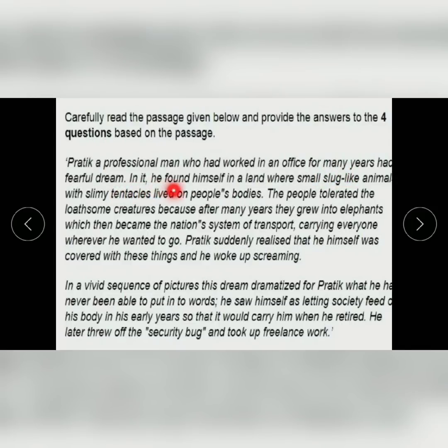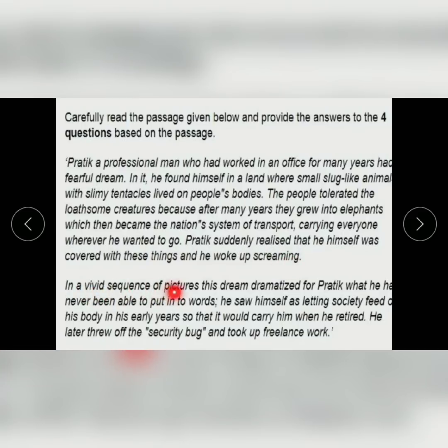dream. In it, he found himself in a land where small slug-like animals with slimy tentacles lived on people's bodies. The people tolerated the loathsome creatures because after many years they grew into elephants, which then became the nation's system of transport, carrying everyone wherever he wanted to go. Pratik suddenly realized that he himself was covered with these things and he woke up screaming.